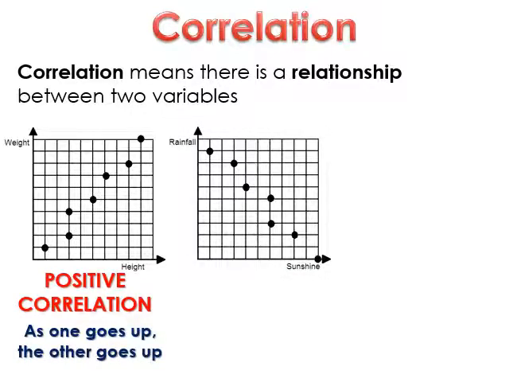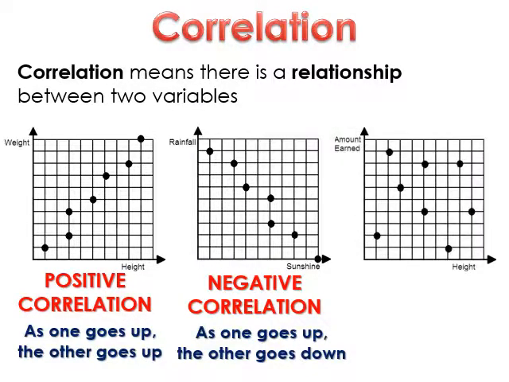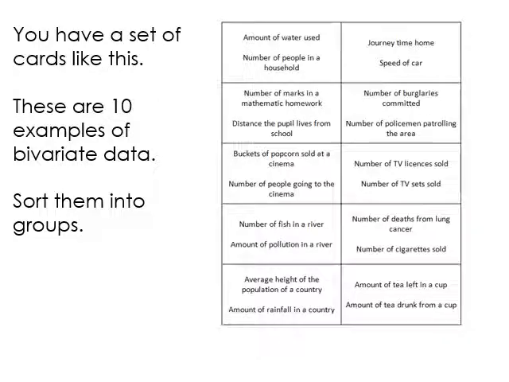On the next one, we've got a negative correlation, and you can see that the sunshine is increasing as the rainfall is decreasing. So as one's going up, the other's going down. And then finally, we've got no correlation, where there's no link between the two variables at all. So height has no effect on the amount earned. So have a quick think about those, and then when you're ready, move on to the next slide.